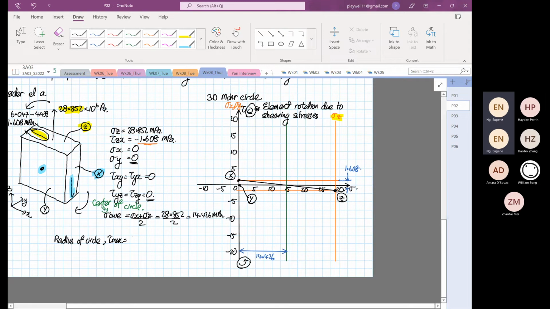Okay, high school math. So all you need to do now is just do 14.426 squared plus 1.608 squared. So the radius is 14.515.